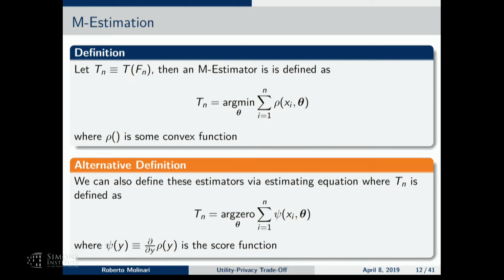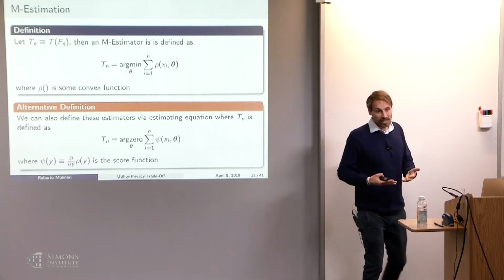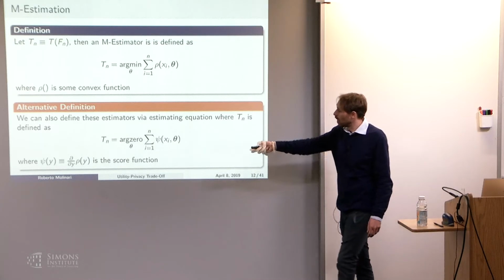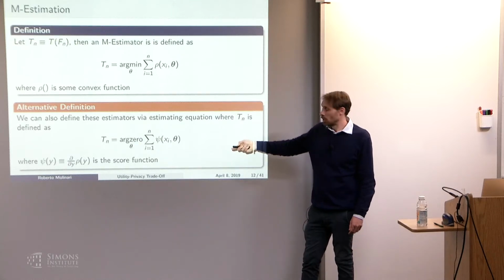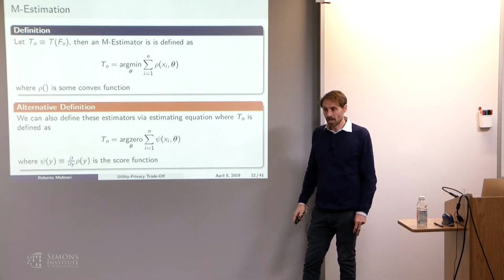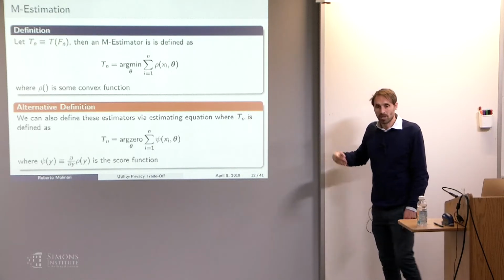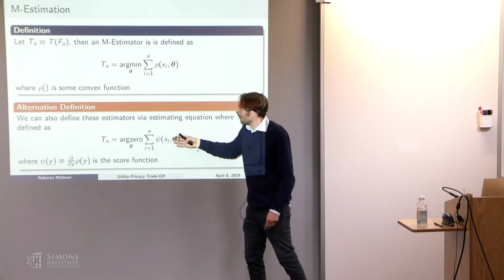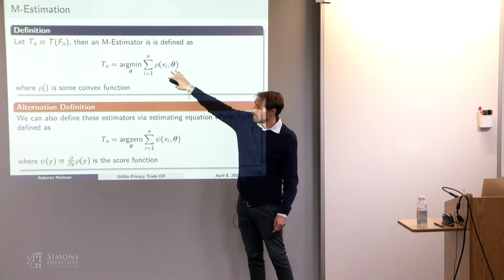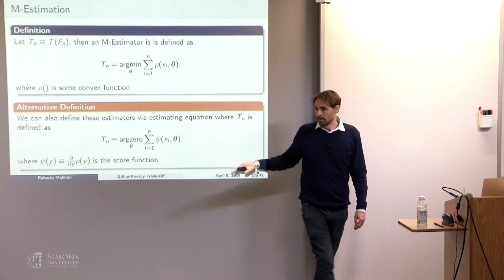And we can express this M estimator, and it's often used in robustness, in a different way: simply define it as the solution zero of a certain score function psi, where psi is the derivative of my convex function with respect to the parameter of interest. So basically we either find theta that minimizes rho, or we find theta that makes this argument zero.